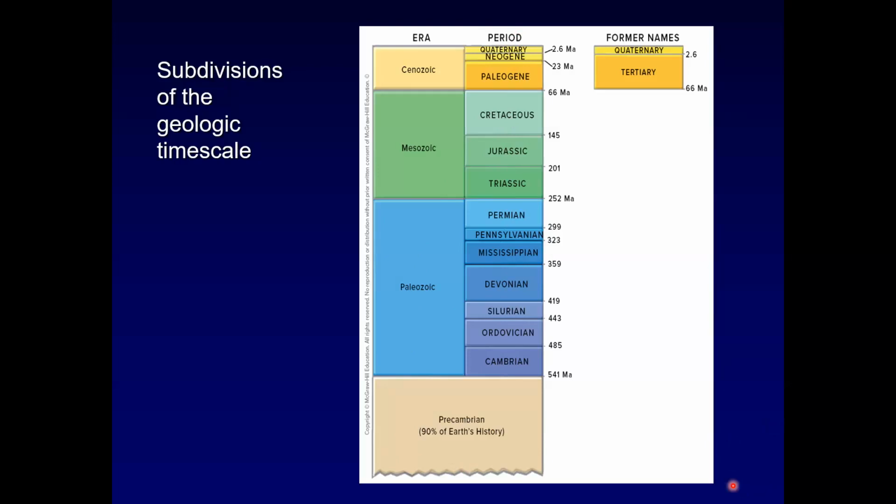This time scale is not, as they say, set in stone. We recently changed these names. We've got the Paleogene, Neogene, and Quaternary, whereas before the Paleogene and Neogene were just tertiary. So it changes over time with new information.